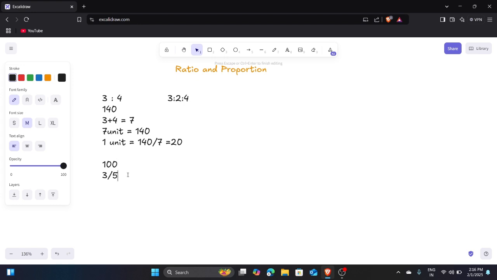What does it mean? You just multiply it. If you know basic math, you multiply 100 with 3 by 5. So how much do you get? You get 60.